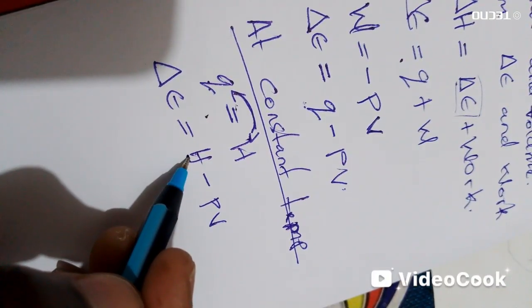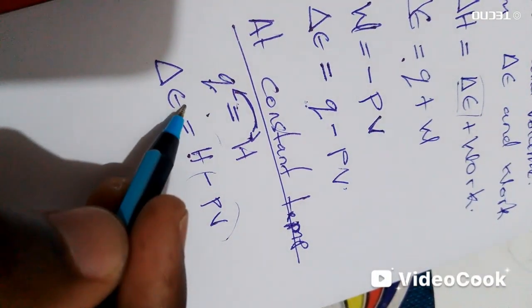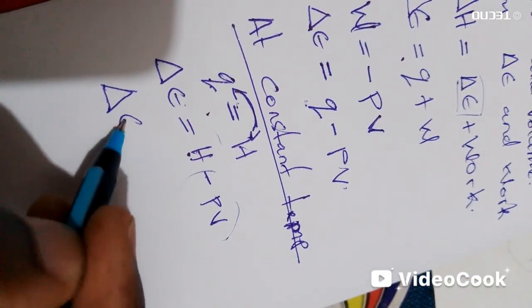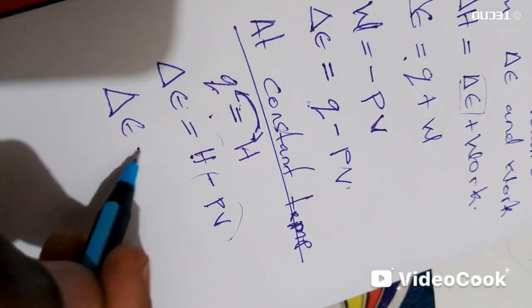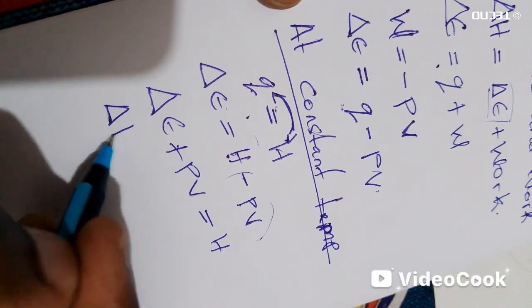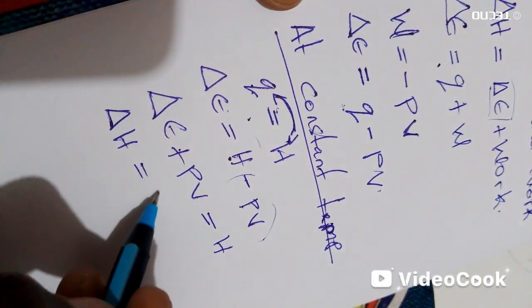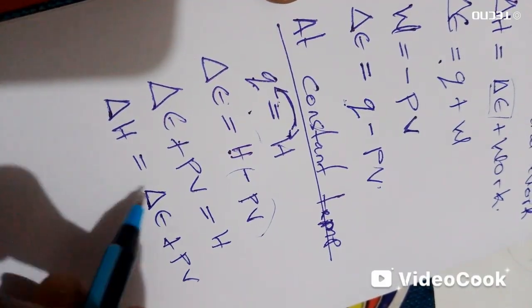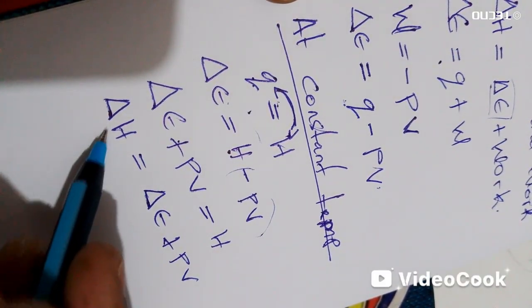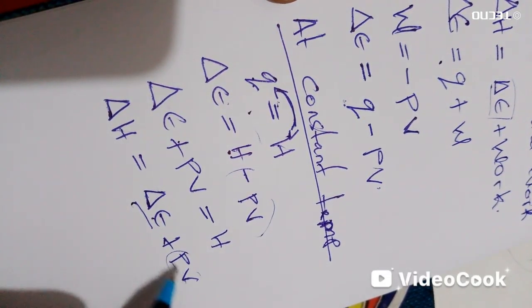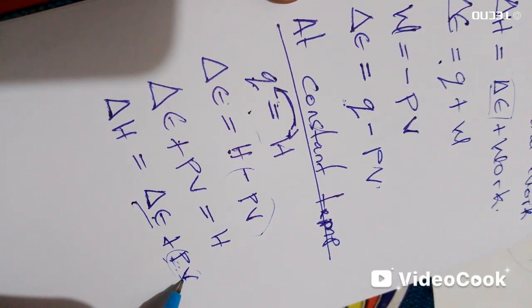To make H the subject of the formula, I will take the negative PV to this side. So the internal energy, it's negative, so it becomes positive PV, is equal to H. So I've made H equal to delta E, which is internal energy, plus PV. That's why the definition says this is the sum of the internal energy and the product, since these two are multiplying, of pressure and volume.